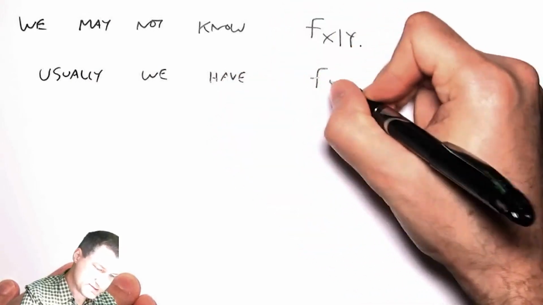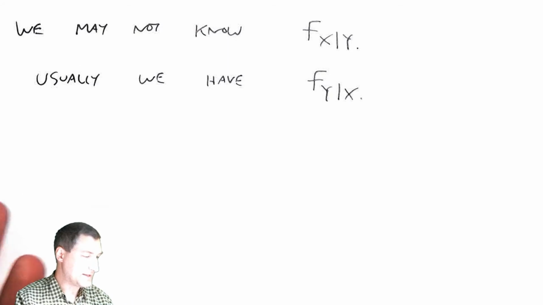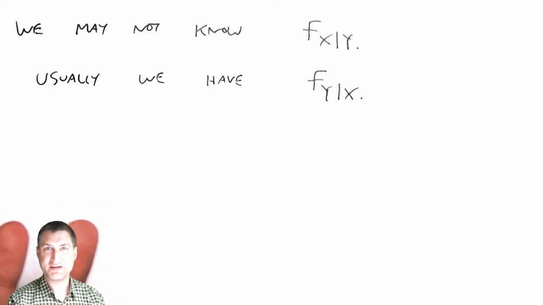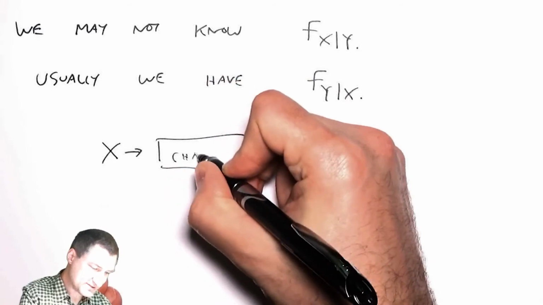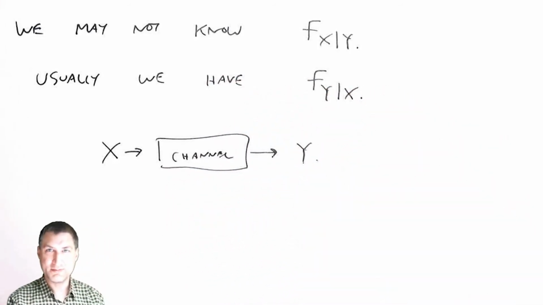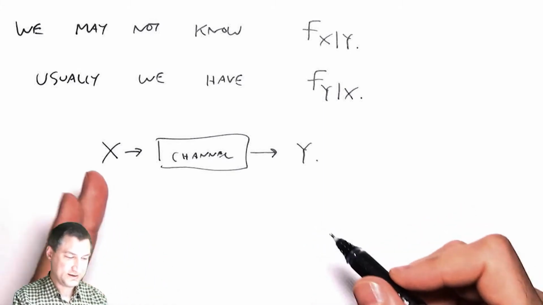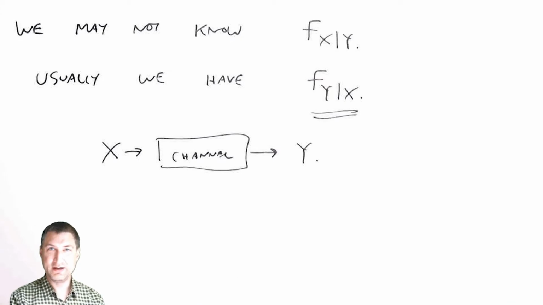Usually what we have is f of y given x, right? And that's true because, for example, let's suppose I have my communications channel. What I could do is put a whole bunch of x's through the channel and then look at the y's that come out, and I know, okay, if x went in, this is the y that I saw. So this is really what I'm getting by doing this experiment where I have access to the physical system, right?